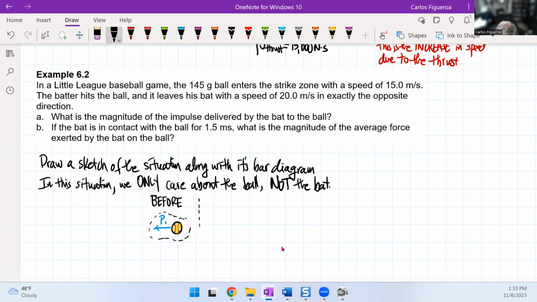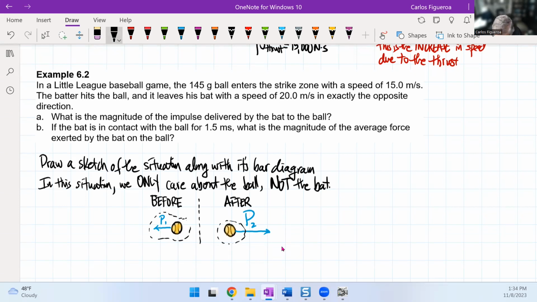So then afterwards, what actually happens to the ball? Well, the ball leaves. We know that the bat has hit the ball, and the ball now is moving faster, or it has a higher momentum going to the right. And of course, this is what happens afterwards. That's all that matters. Our whole world is this baseball.